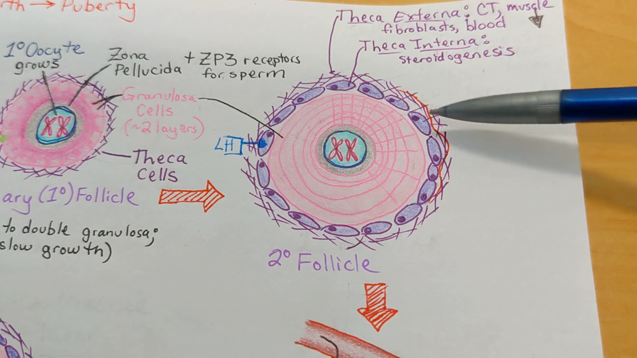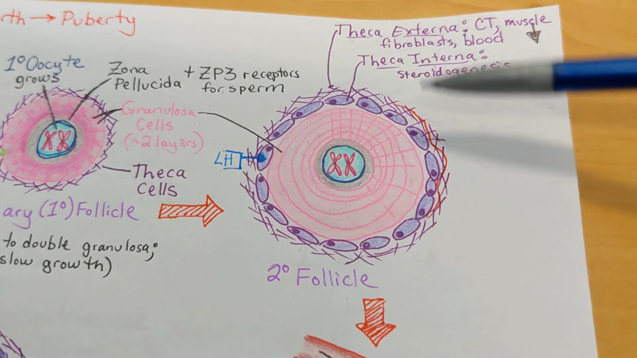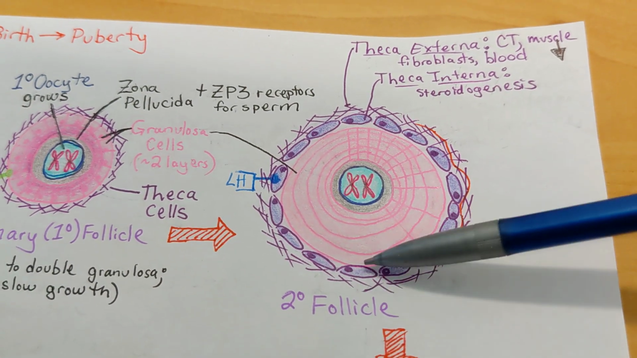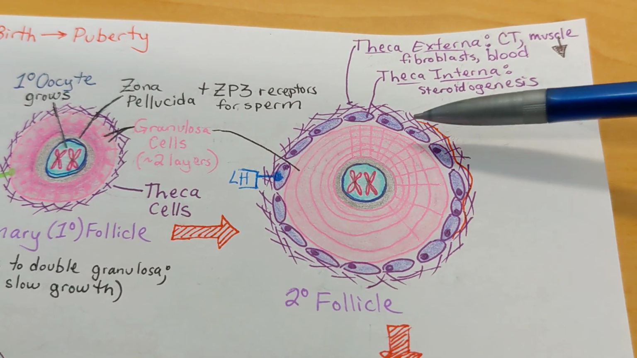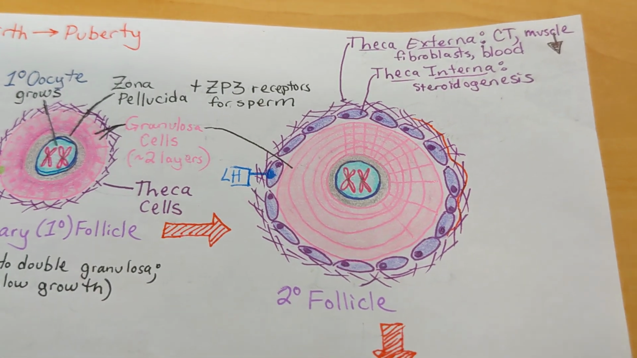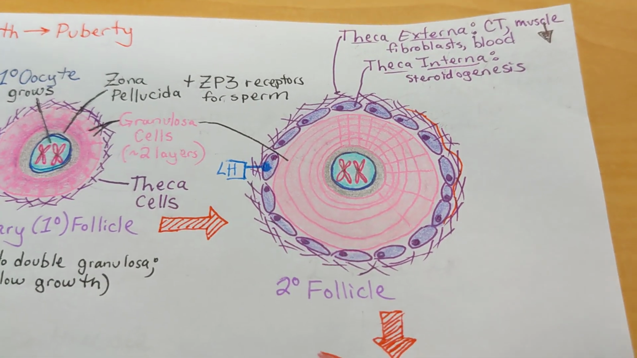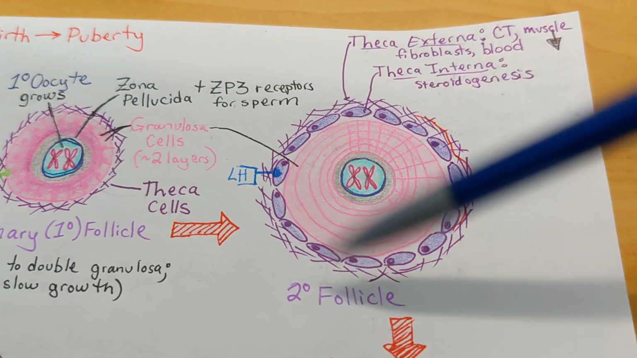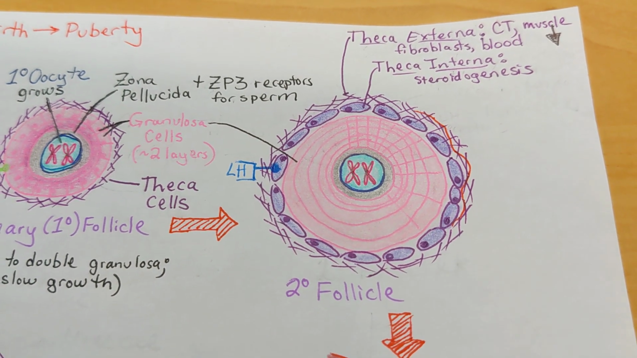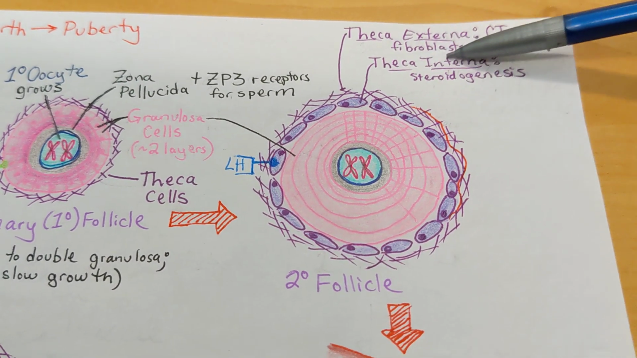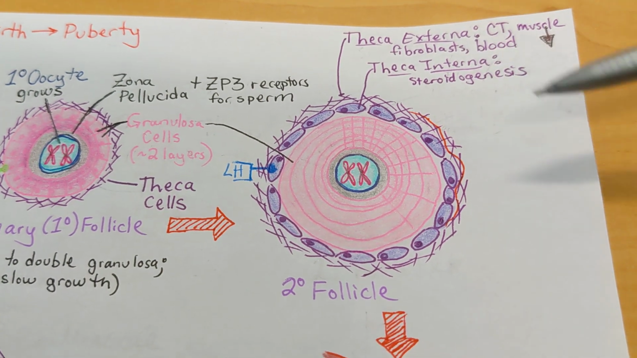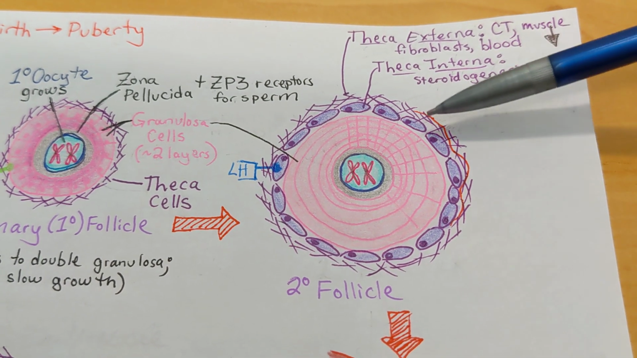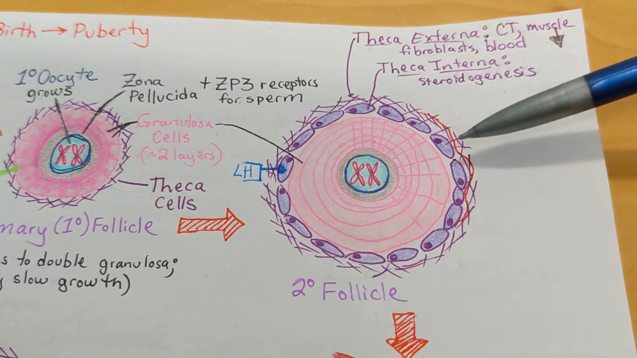The thecal layer is also starting to differentiate. As we can see, there is a theca interna, a cellular layer just adjacent to the granulosa cells, and a theca externa. The theca externa is made up of connective tissue. There is a layer of smooth muscle developing, and this is going to be really important in the ovulation process. There are fibroblasts, which are specialized connective tissue cells that secrete all of these protein fibers, and there are blood vessels. So that's what this little red thing is here. This is a blood vessel.